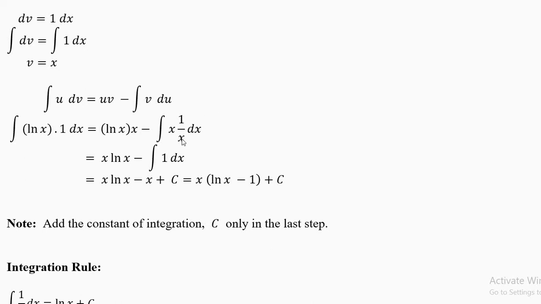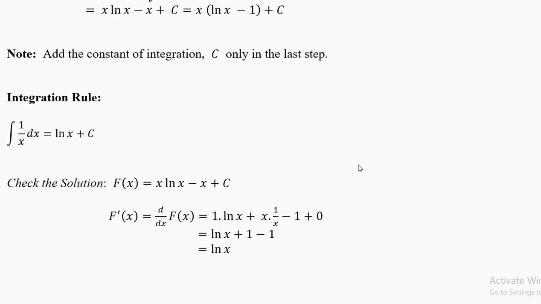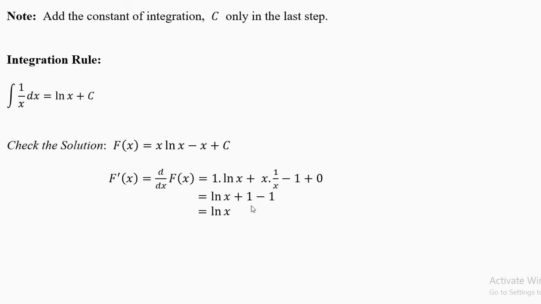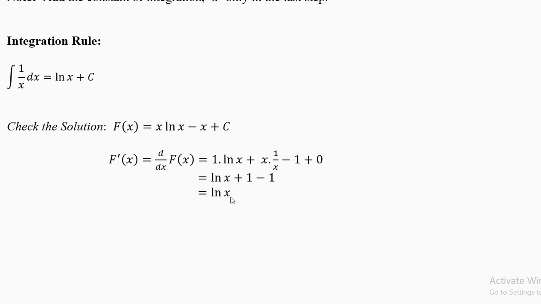Now x into 1 by x is 1. Integration of 1 we have seen before, it is x. So the main answer is x ln x minus x plus c. Now you can take x common and write x bracket ln x minus 1 plus c. Now ln x is a very slow growing function, so your dominant part will be your x, like a straight line. Now again you have to differentiate and check the answer, and indeed our answer is correct.